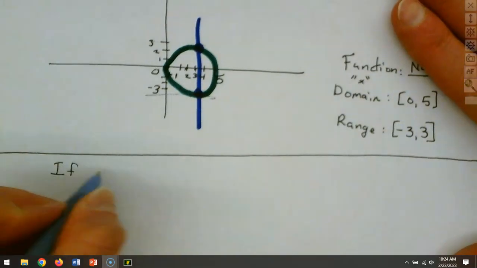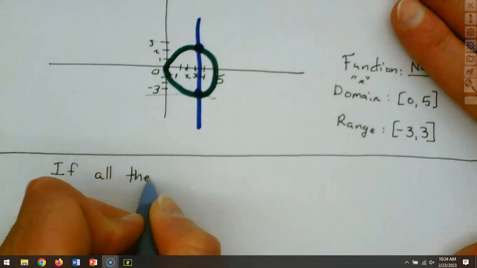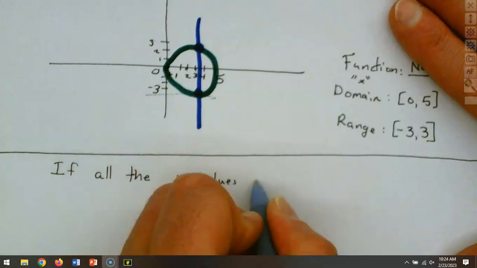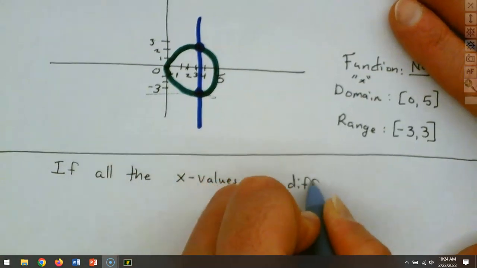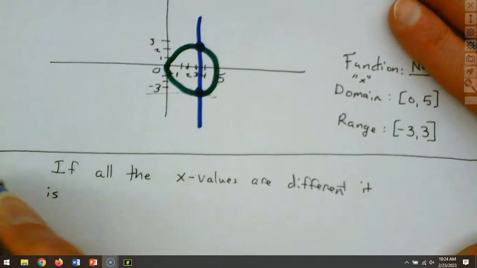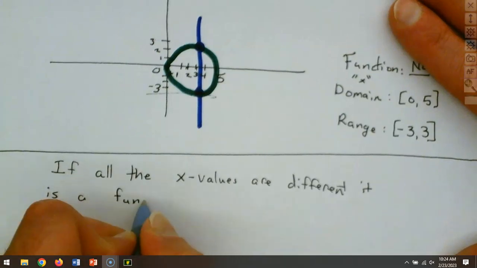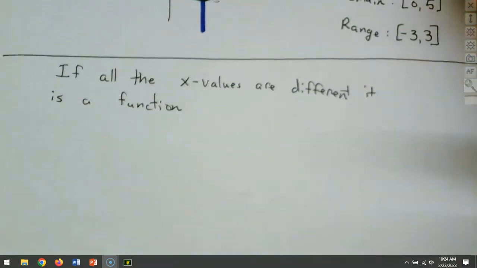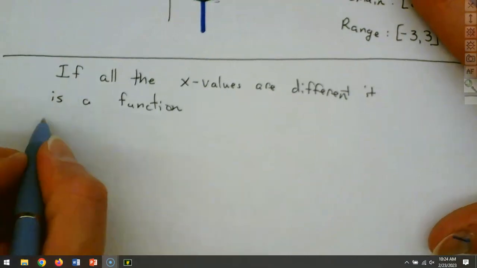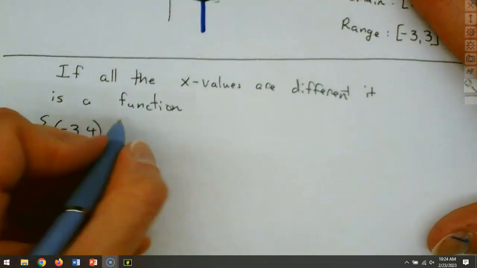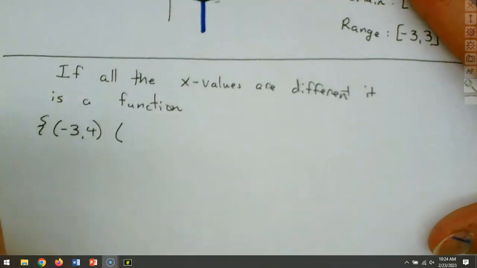So if all the x values are different, it is a function. So if all the x values are going to be different, it's going to be a function. Now the domain and range are the same. Domain is the values of x. Range is the values of y. So I'm going to give you some ordered pairs, and we're going to see if these are functions, yes or no. And then we'll also find the domain and the range.